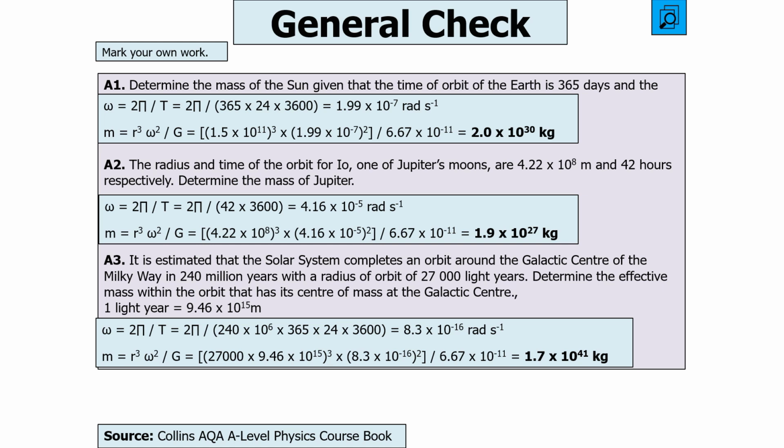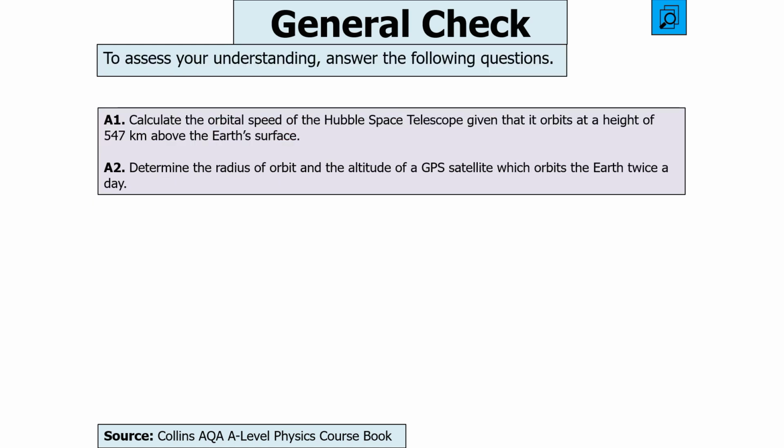The next question says, calculate the orbital speed of the Hubble Space Telescope given that it orbits at a height of 547 kilometers above the Earth's surface, and then determine the radius of orbit and the altitude of a GPS satellite which orbits the Earth twice a day. So pause the video now, then unpause the video when you want to go through your answer.